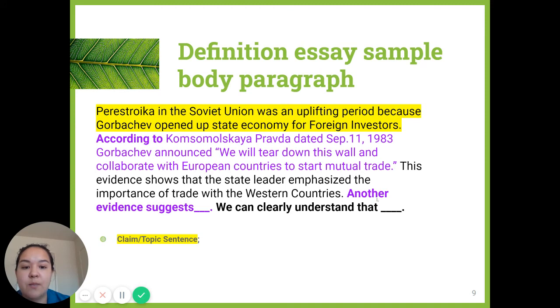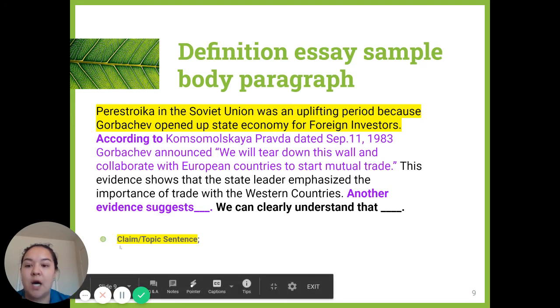And we may continue that paragraph with another set of evidence that again would appear here in purple. Another evidence suggests, you may start like that. And then we explain that evidence. We can clearly understand that, and you can continue.